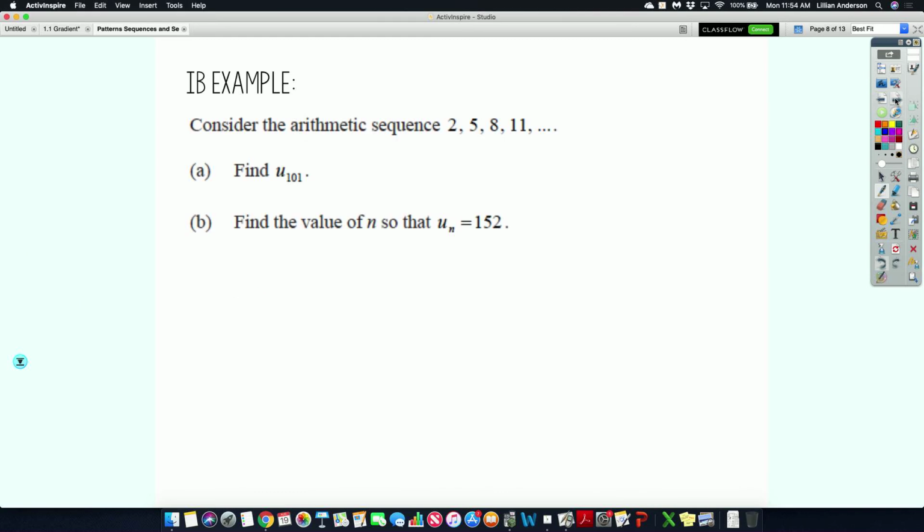I want you to try this IB example on your own. If you want to write down the question, you can. You don't have to, but I do want you to do it, and I'm going to give you 5 minutes.